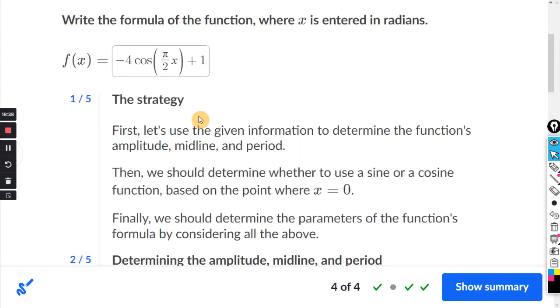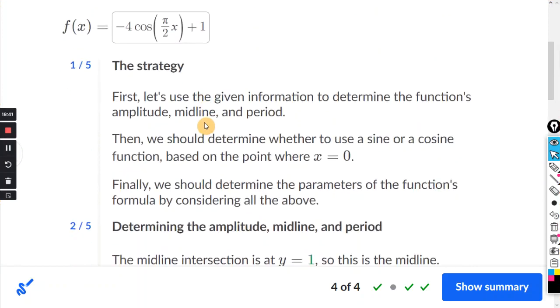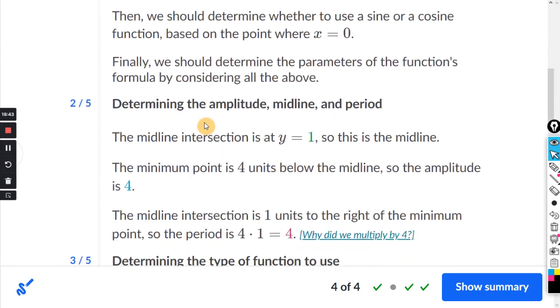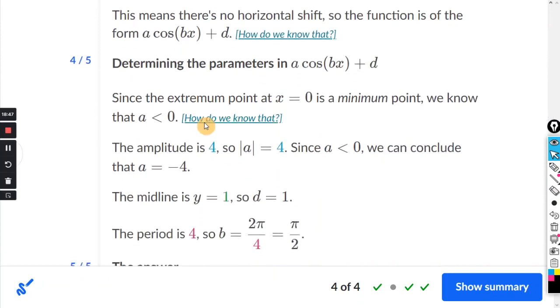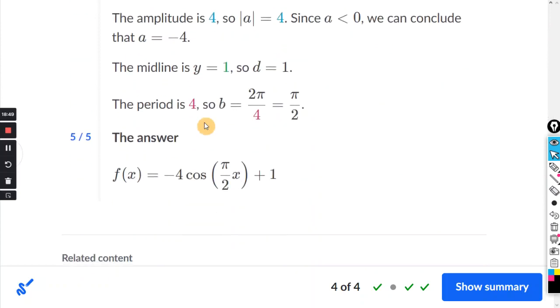Like I said, even if you get the answer correct, you might want to click on their answer and just see what they did. All right, but it's the same thing that I did in this case.